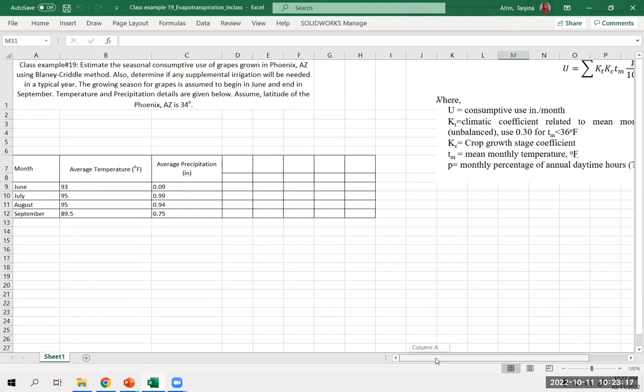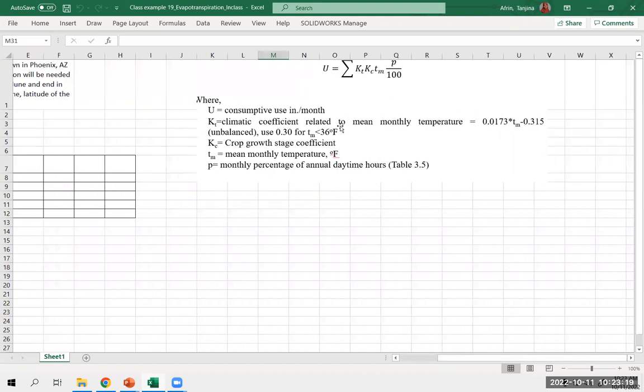So the equation said that you need to consider the temperature and the climatic coefficient related to the mean monthly temperature. Now, this equation is an empirical equation, based on all the data they actually developed this equation. That's why it's very important to notice all the parameters. Are you seeing that for finding the KT, what is the equation?